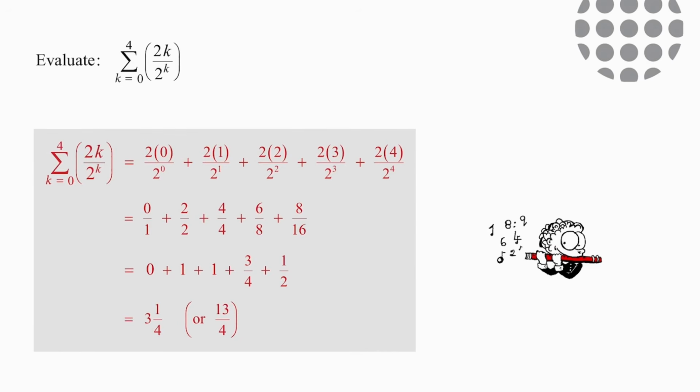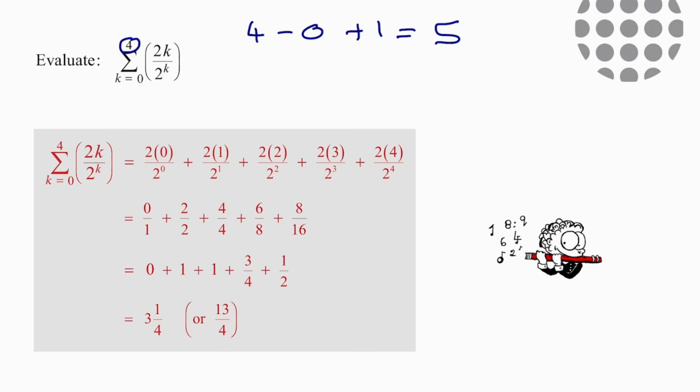Okay, we need to think a few things through before we start. The first thing we're going to think about is how many terms we have. So we have 4 minus 0 plus 1. So we have 5 terms. Remember, the top number is not necessarily the number of terms that we are going to have.